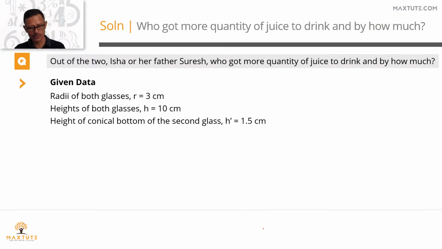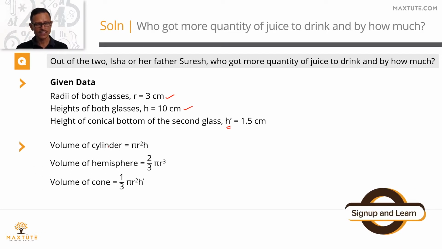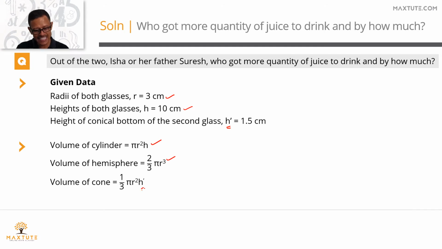Let's get started. Let's find out the volume of the first type. Before that, key data given to us. Radii of both the glasses, 3 centimeters inner radii. Heights of both the cylindrical glasses, 10 centimeters. Height of the conical bottom of the second type of glass, we'll call it H dash, that's equal to 1.5 centimeters. We need formulas for volume of cylinder, hemisphere, which is the raised bottom of the first glass, and volume of the cone, the raised bottom of the second type of glass. Here are the volume formulas. Volume of cylinder, pi r squared h. Volume of hemisphere, 2 by 3 pi r cube. Volume of cone is 1 by 3 pi r squared h dash. H dash is equal to 1.5 centimeters.